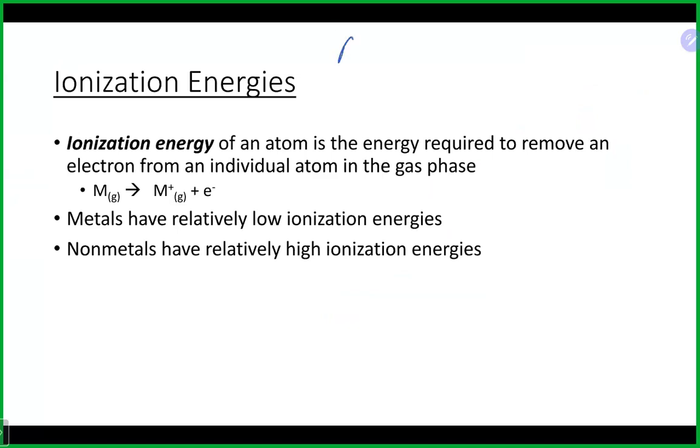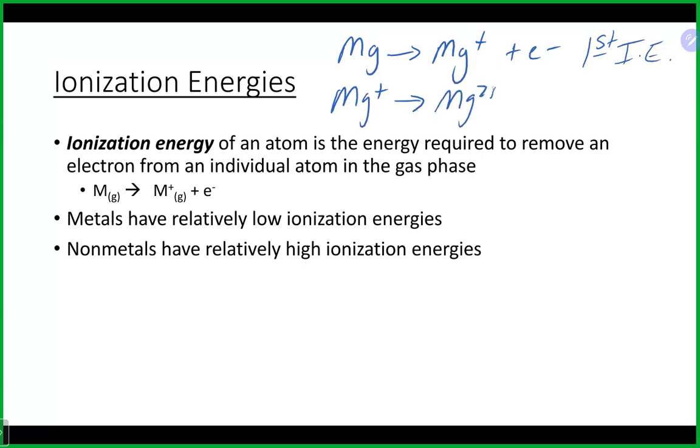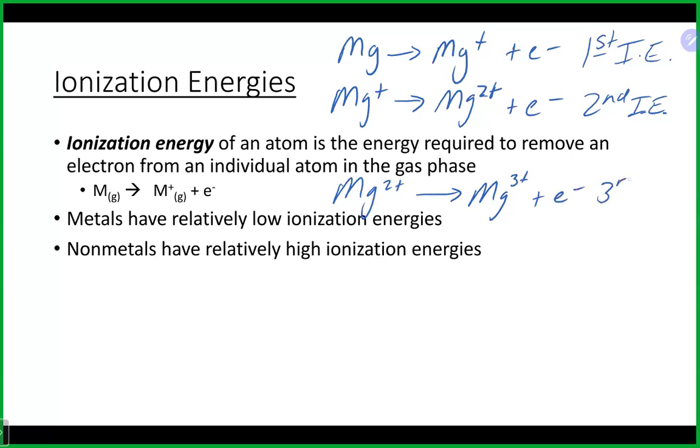So for example, if you took magnesium, the very first thing that would happen is magnesium would drop one electron. And that is what is known as the first ionization energy. Then what would happen is magnesium that's already lost an electron would lose another electron. And that is known as the second ionization energy. And as you could probably imagine, magnesium that's already lost 2 electrons will perhaps, probably not, lose a third electron. That is known as the third ionization energy.